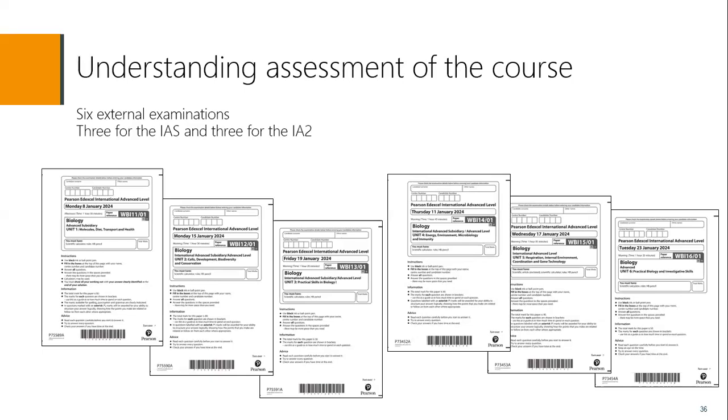If we look at assessment of the course now, the assessment of the IAL biology is split into 6 external examinations. So the qualification, this reiterates a little bit of what I said earlier, but hopefully it clarifies it for you. The qualification can be broadly considered to comprise the AS, which would be the first year of study and comprises units 1, 2, and 3. And then the second year of study, IA2, comprises units 4, 5, and 6.